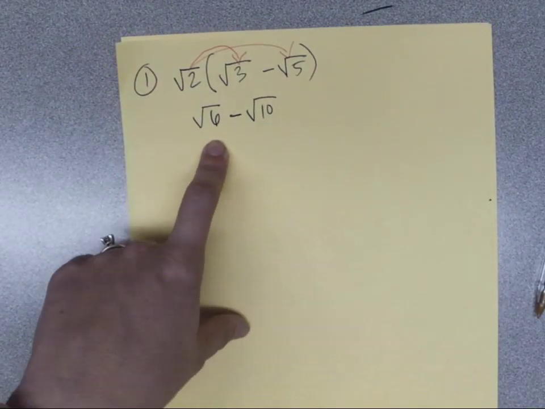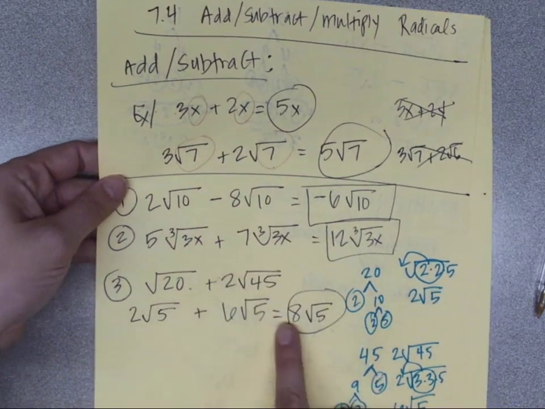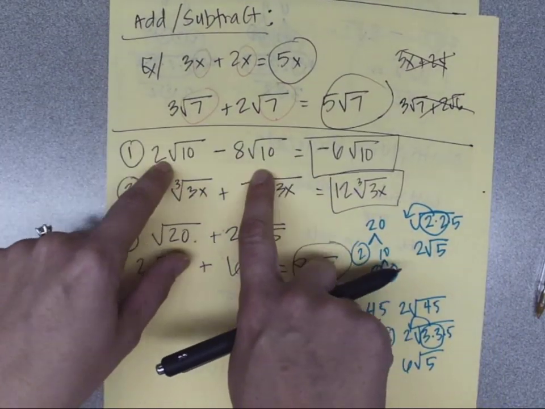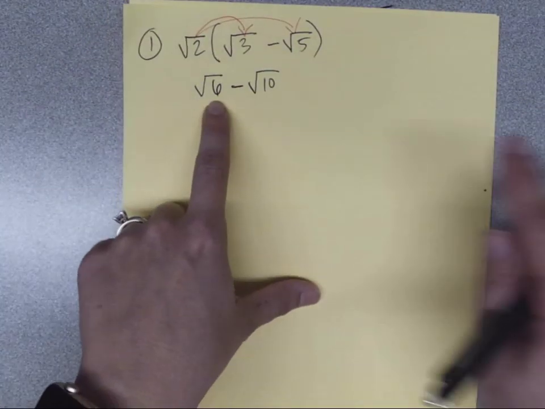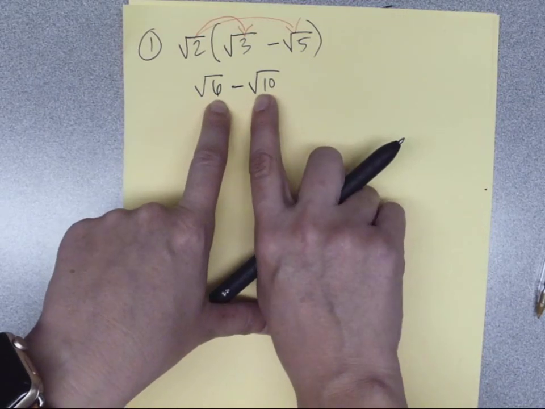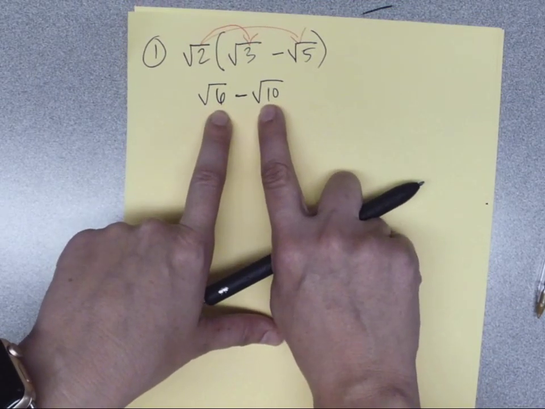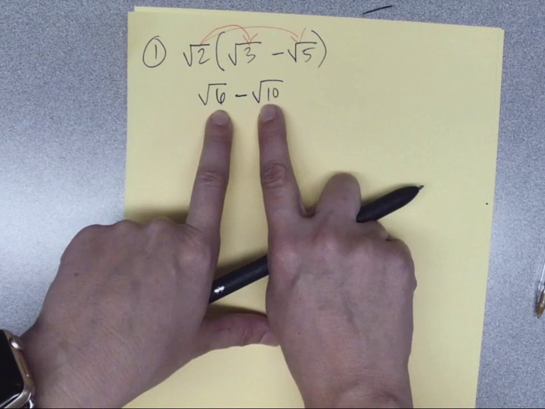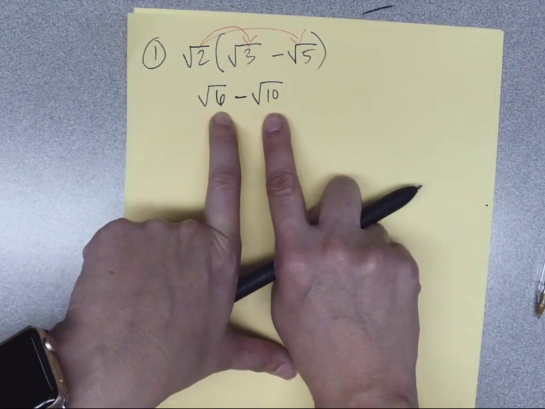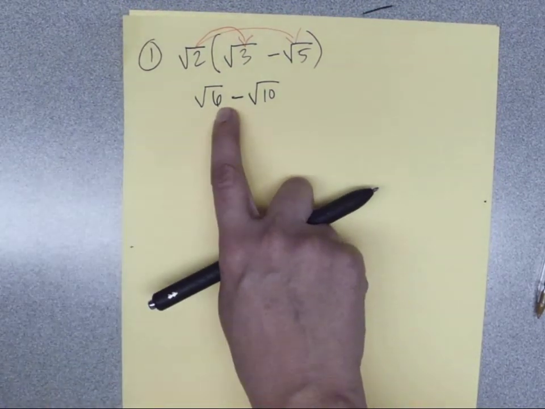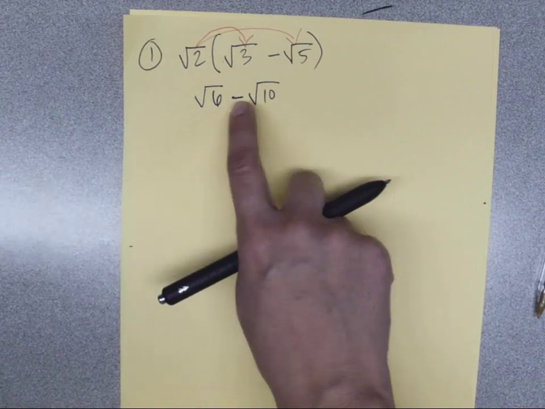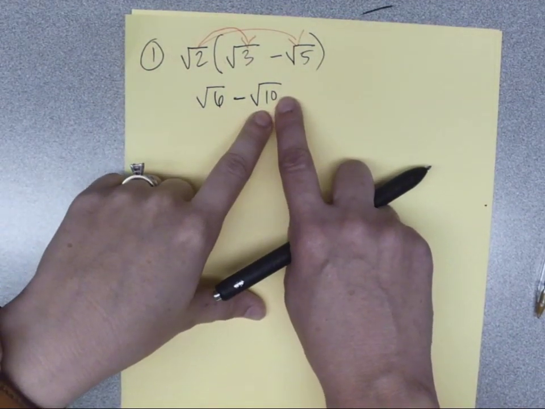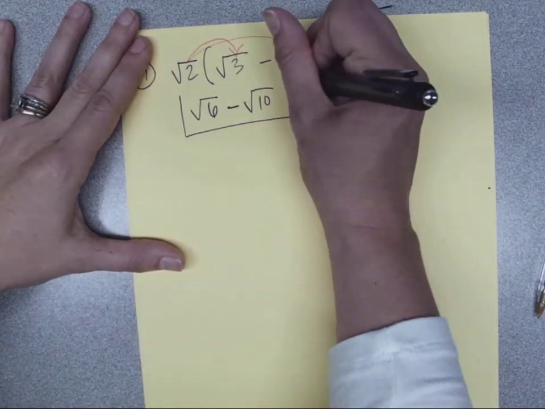Okay, think back to how do we add and subtract radicals? They have to have the same root. Do these have the same root? No, they do not. Sometimes you can break them down and make them have the same root. Just a little hint, usually on these kind of problems you can't. Because think about it, 6 breaks down into 2 times 3, there's nothing I can take out. 10 breaks down into 2 times 5, there's nothing I can take out. So this is my answer.